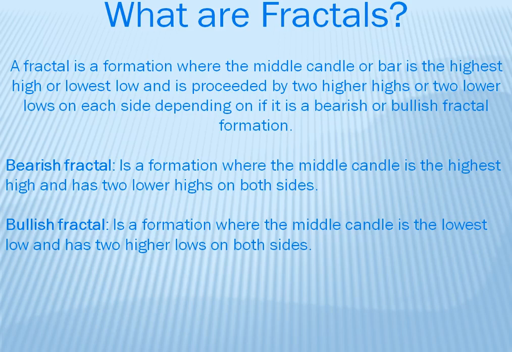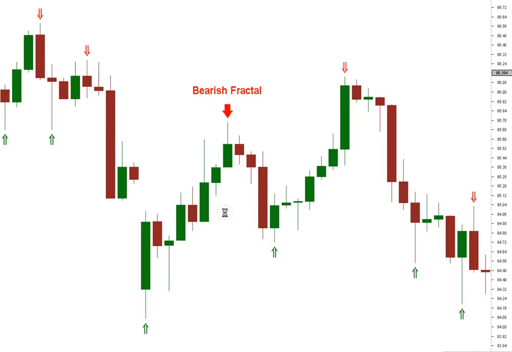Your index finger isn't higher than your middle finger, and then your thumb isn't higher than your index finger, right? So you just look at the palm of your right hand, and you can see that. And you can do that with your left hand too. It's the same thing. It's going to be a fractal formation, but then we have that in the market. Now a bullish fractal formation is a formation where the middle candle is the lowest low and has two higher lows on both sides. So let's show those.